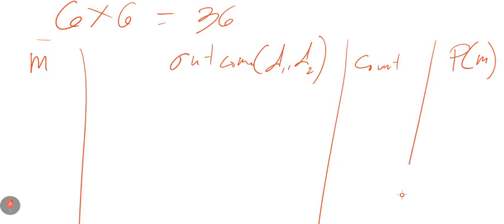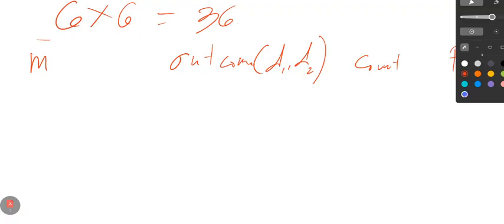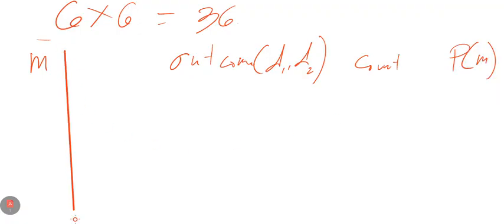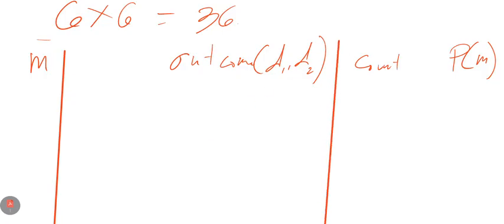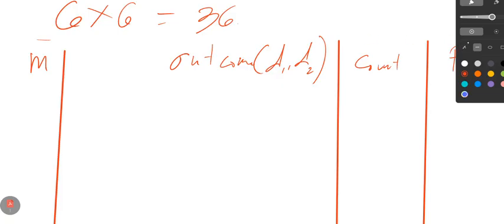Let me redo the lines. Let's write it down again. We have M for the first column. Next one we have the dice outcomes. Okay, I think we got that one right. Now, let's start with the first one, M equals 1.